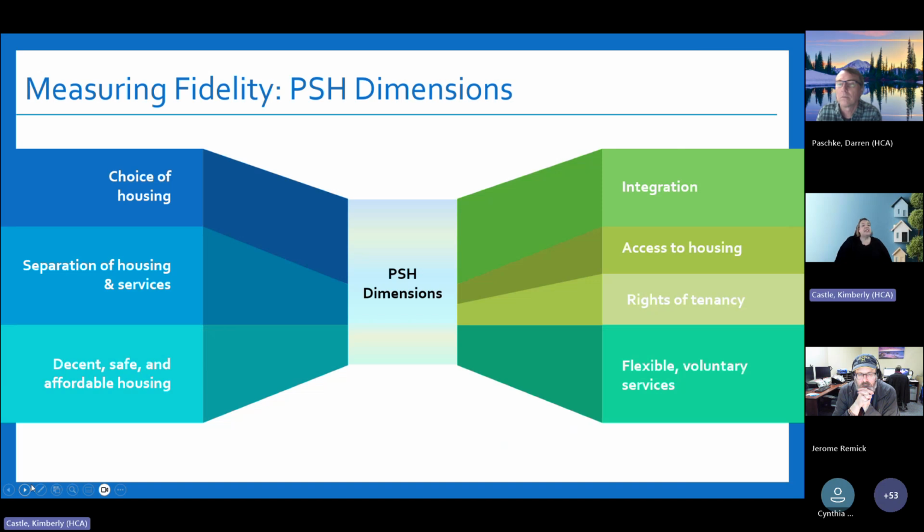These are the seven principles of supportive housing, and this probably won't be the only time you hear me talk about this, but we'll go over them briefly. Choice of housing is really about making sure folks have real choice in where they live, who they live with, what that looks like. It's not just about seeing what someone needs in their housing, but really asking them what they want in their housing. We know, just like Darren said, when somebody feels like they belong in their community, they're more likely to stay and be more successful.